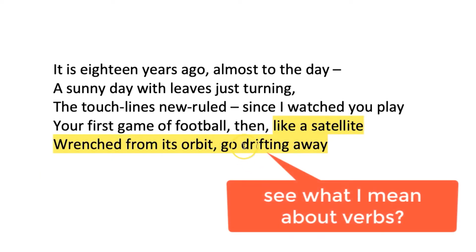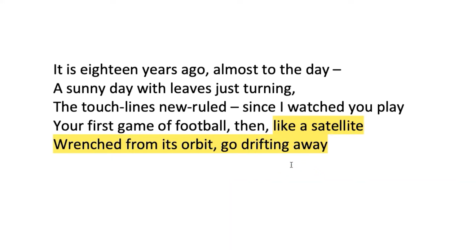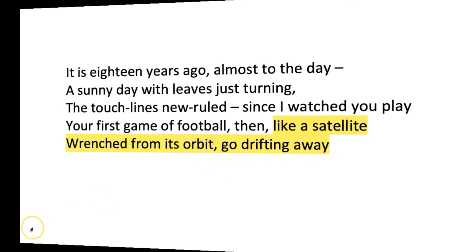The next verb, drifting, is also chosen very carefully. It suggests that the son shouldn't be drifting away from the father, and that their bond should be stronger, just like a satellite that is wrenched from its orbit, after all, is going to crash. So he's fearful for what's going to happen to his son in the future.